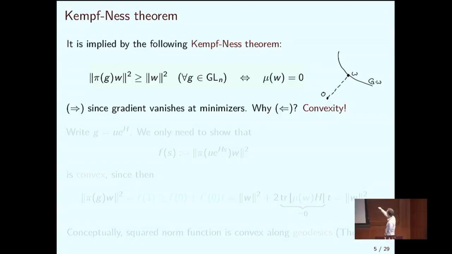Infinitesimally, it's clear in one direction, right? If we're at a minimum, then the gradient must vanish. So that's this situation. But why should the converse be true? And Ankit said, well, convexity. So let's try to see what this convexity means.